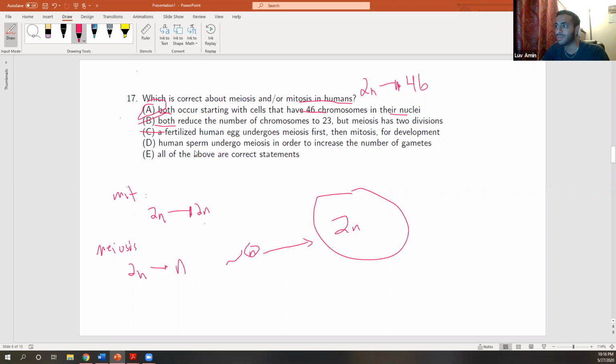D, human sperm undergoes meiosis in order to increase the number of gametes. Human sperm does not undergo meiosis, all right? Germline cells undergo meiosis. Human sperm is already haploid, so it cannot undergo meiosis. Meiosis only goes from diploid to haploid, all right? That's a very key thing to remember. And then obviously that makes E not true either. So yeah, your answer to this is A.